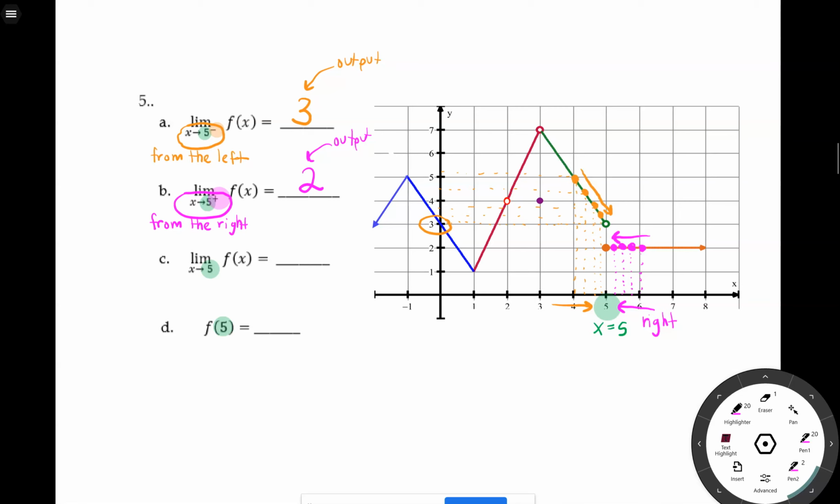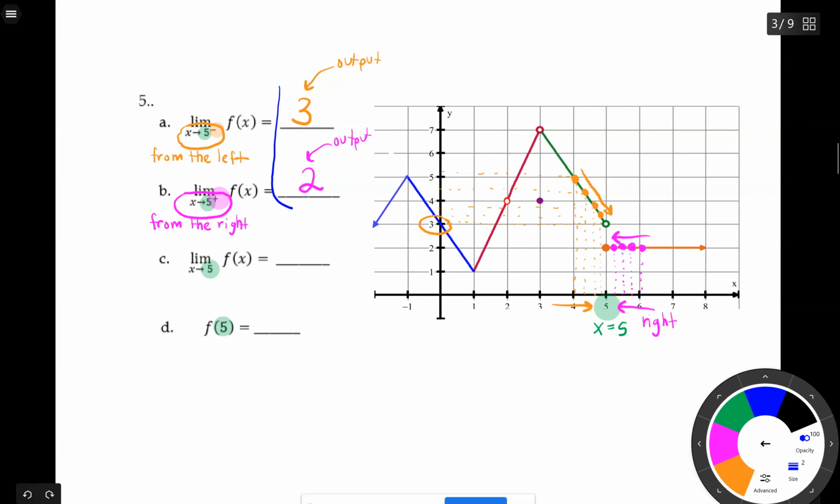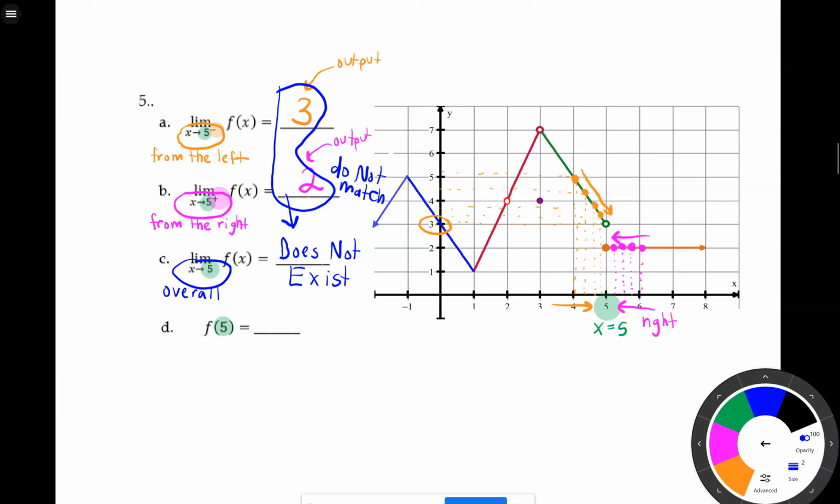Did those heights match from the left and the right? No, right? These do not match. If the outputs don't match, then we say that this limit does not exist. There's not a single height that we're approaching overall as we get closer and closer to 5. It's doing different things on different sides. There's not this overall output we're approaching.